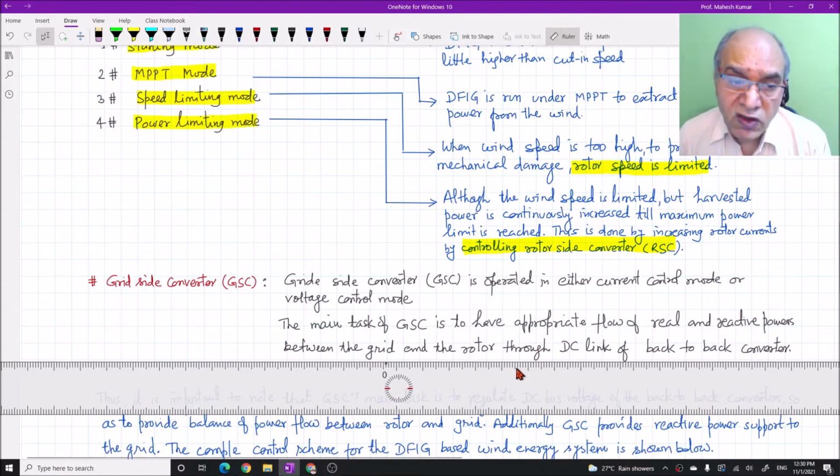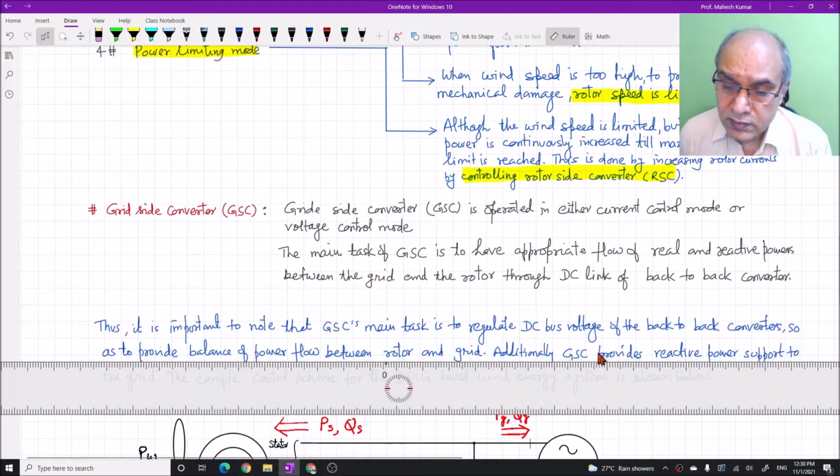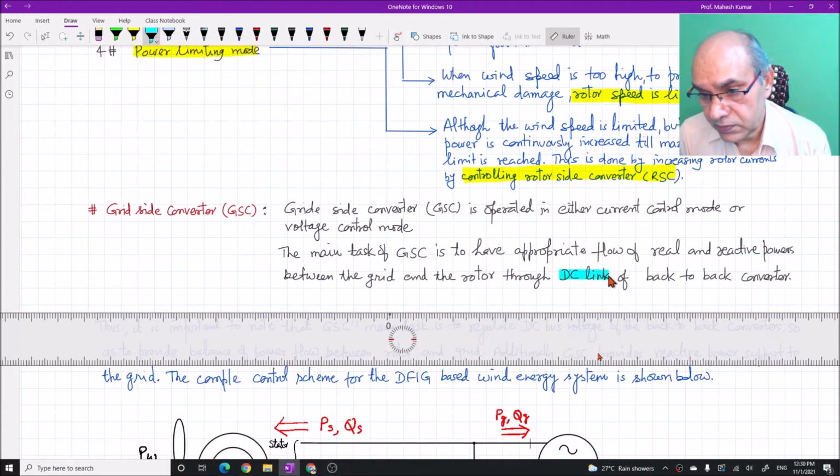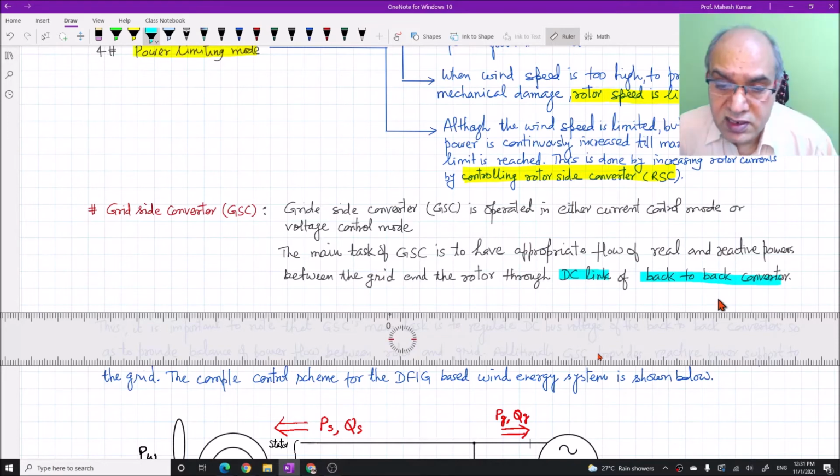Now, what is the function of the grid side converter? The grid side converter has a main function that it must maintain the DC link voltage constant. The DC link voltage of the back-to-back converter. As you know, the rotor side converter and the grid side converter form the back-to-back converter system. The grid side connects to the grid and the stator, and the rotor side connects to the rotor circuit. In between there is a common DC link.